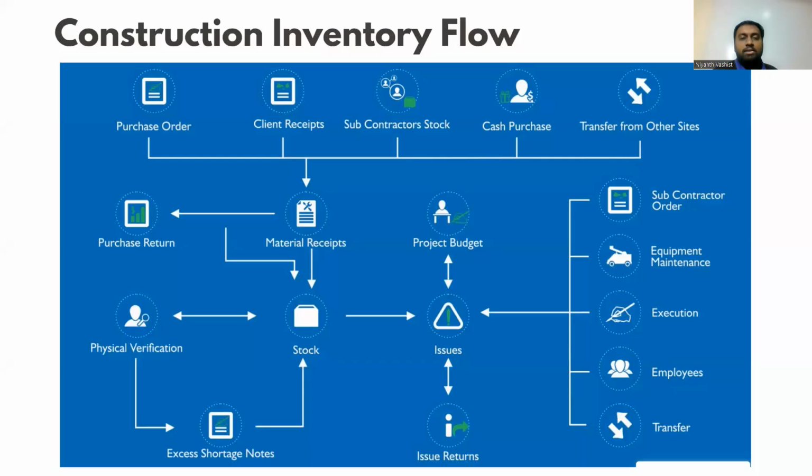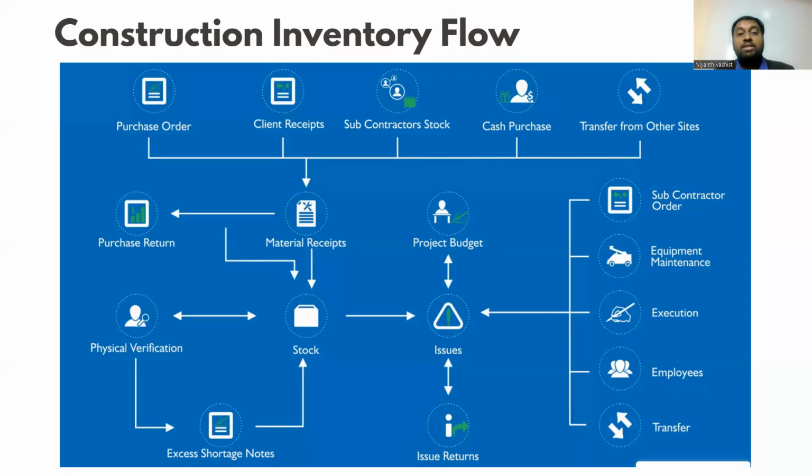Now, this is the construction inventory flow. So here, the first thing that we need to understand is the purchase order. Once the purchase order is given, they will be looking at the receipt, and then they will look at what is the stock that they have. So if they have enough stock, they are going to send it. If they don't have it, they will get it from the manufacturer and send it like a dealer.